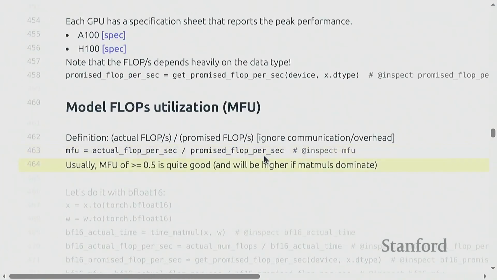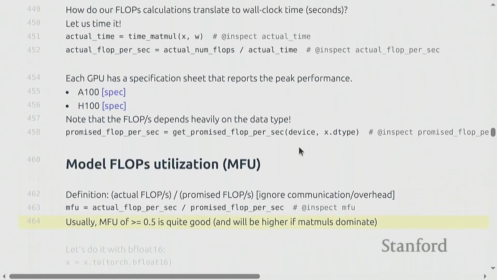Usually you see people talking about their MFUs, and something greater than 0.5 is usually considered to be good. And if you're at like 5% MFU, that's considered to be really bad. You usually can't get close to 90 or 100, because this is ignoring all sorts of communication and overhead. It's just the literal computation of the flops. And usually MFU is much higher if the matrix multiplications dominate. Okay, so that's MFU. Any questions about this?